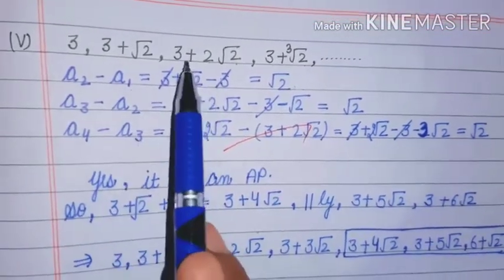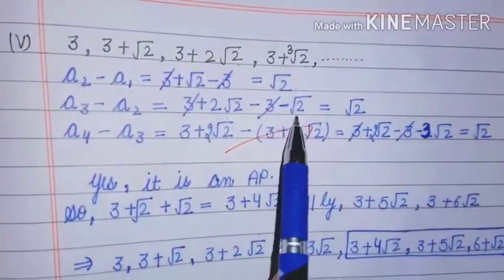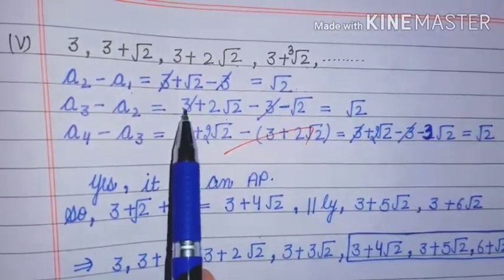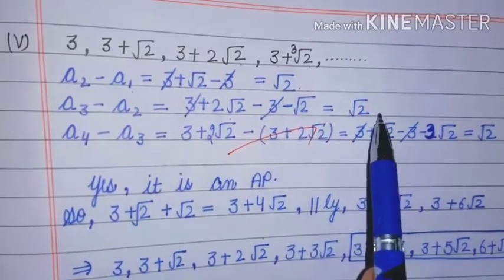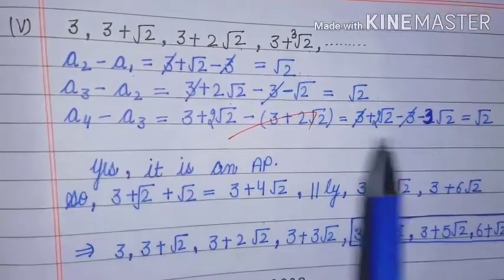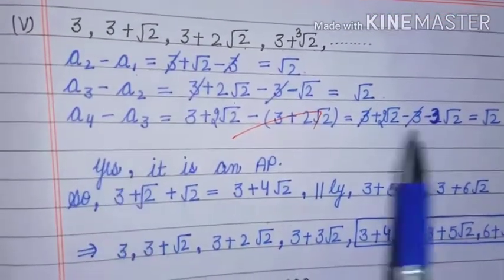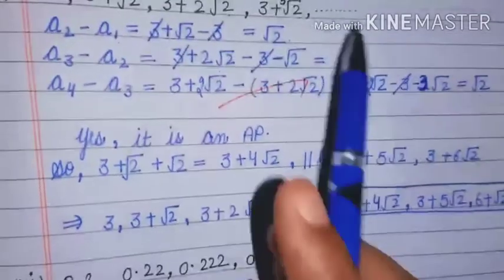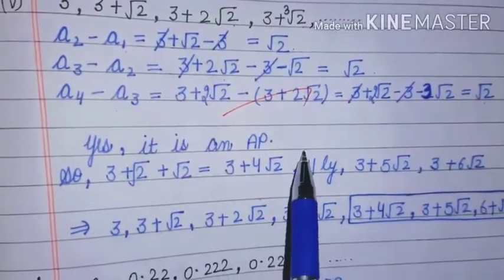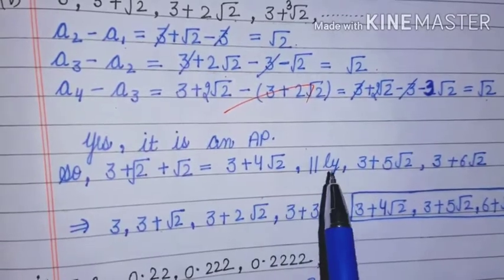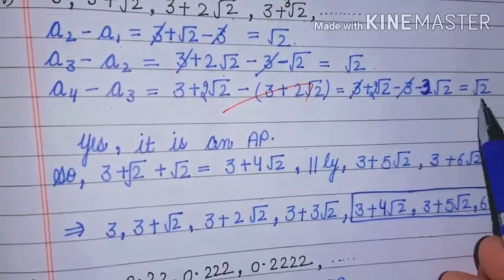Similarly A3 minus A2, A3 is 3 plus 2 root 2 minus 3 minus root 2. So 3 and 3 again cancel and 2 root 2 minus root 2, it is again root 2. Similarly A4 minus A3, again you will get root 2. If common difference is same, then you can say it is AP and you will find the next 3 terms. What is the common difference? Root 2.